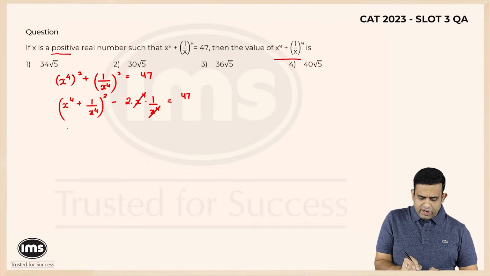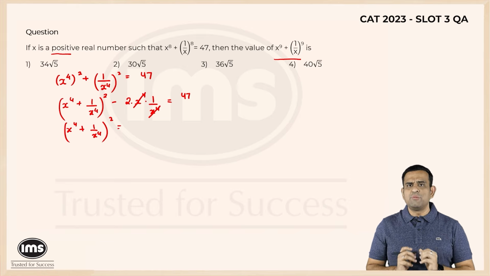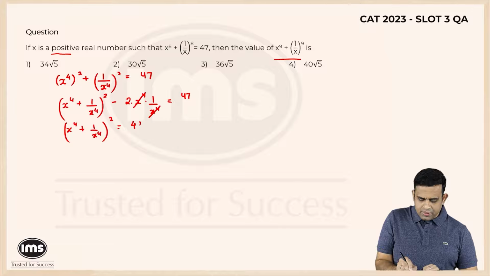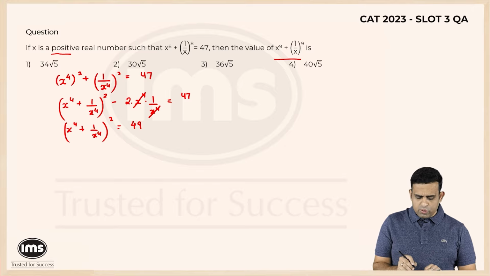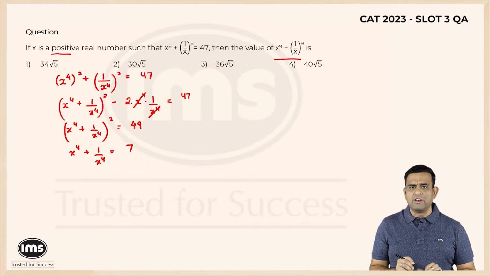So one will now get x power 4 plus 1 upon x power 4 whole square equals 47 plus 2, giving you 49. Now if I take the square root on both sides, you will get x power 4 plus 1 upon x power 4 equals 7. Please note I have not taken the value of x power 4 plus 1 upon x power 4 to be equal to minus 7, because x is a positive real number. So x power 4 and 1 upon x power 4 both are going to be positive quantities.